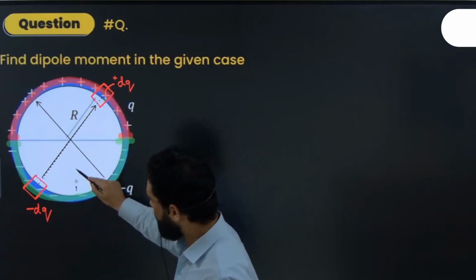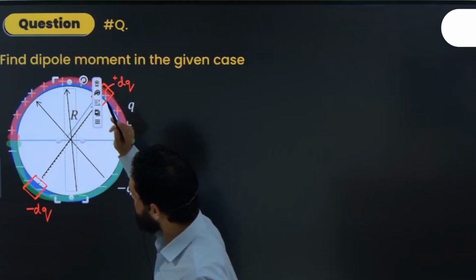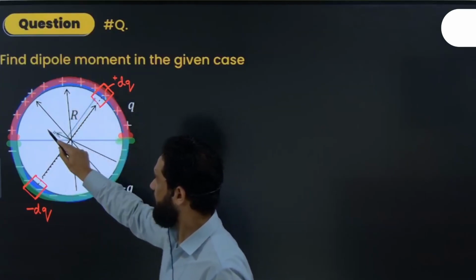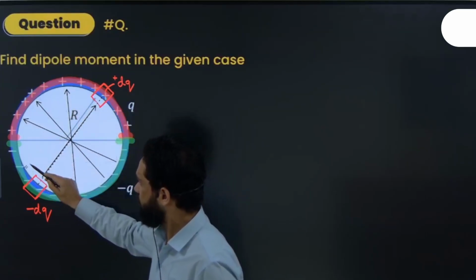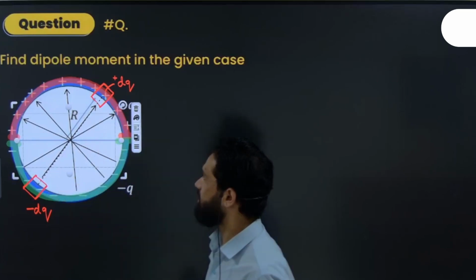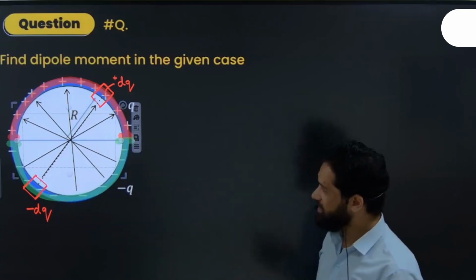Likewise in every arrangement, for every negative charge you have a corresponding positive charge on the other end. So this arrangement is a dipole.